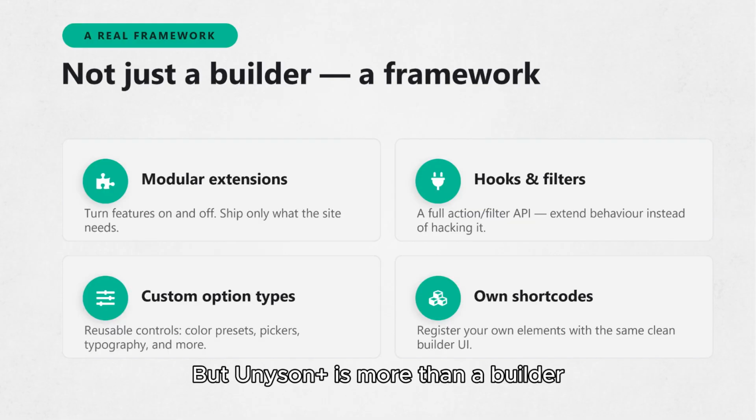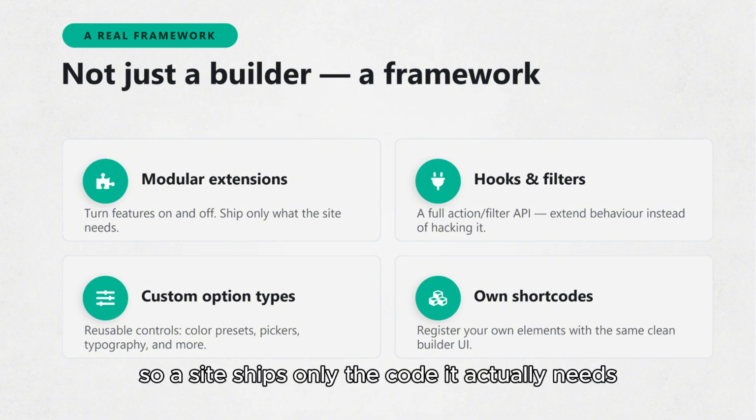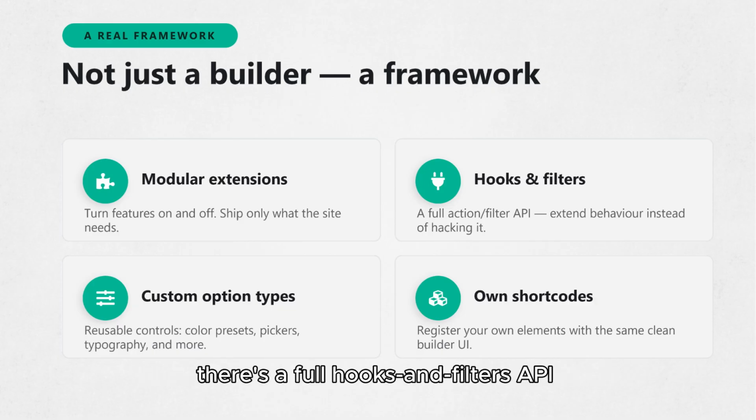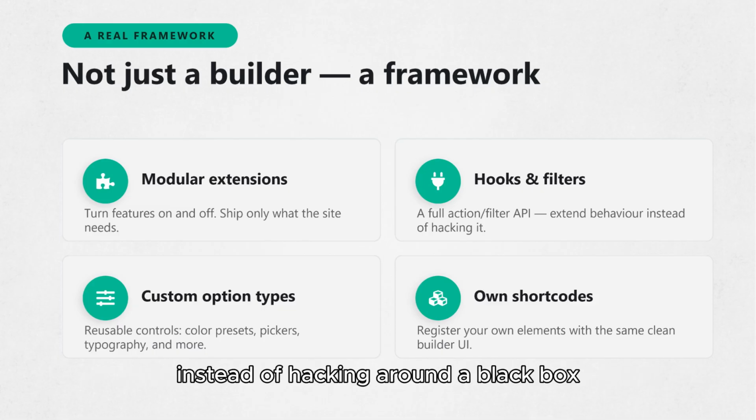But UnysonPlus is more than a builder, it's a genuine framework. Every feature is a modular extension you can switch on or off, so a site ships only the code it actually needs. There's a full hooks and filters API, so you extend and adapt behavior the WordPress way instead of hacking around a black box.